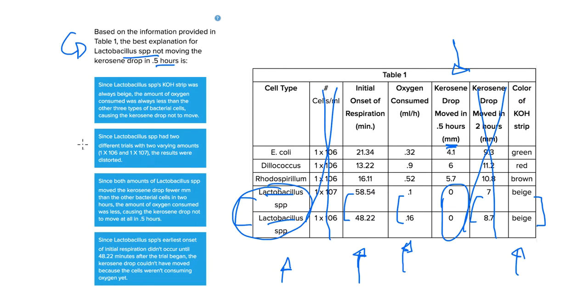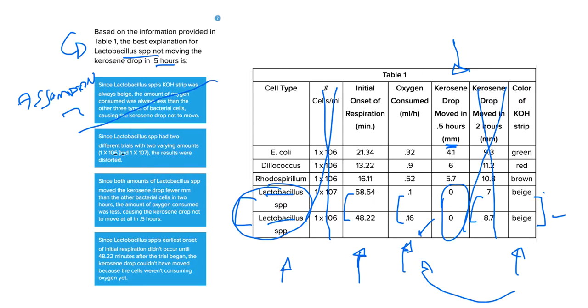Let's go ahead and consider the answers now. Since Lactobacillus spp's KOH strip was always beige, okay, so there we go. They do share this. This is true. The amount of oxygen consumed was always less than the other three types of bacterial cells, causing the kerosene drop not to move. The amount of oxygen consumed was always less as well. Now, was that because the color of the KOH strip was beige? I don't know about that. That would be an assumption. Maybe. I don't really know quite how this works, and you're not supposed to as a student, but you'd be assuming if you believe that was the case. So we can go ahead and get rid of that.